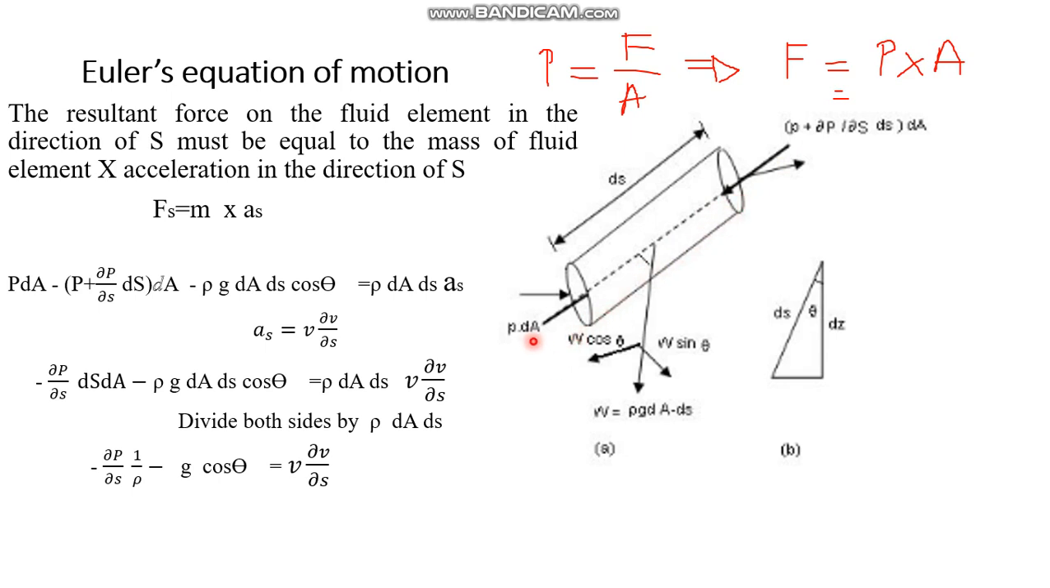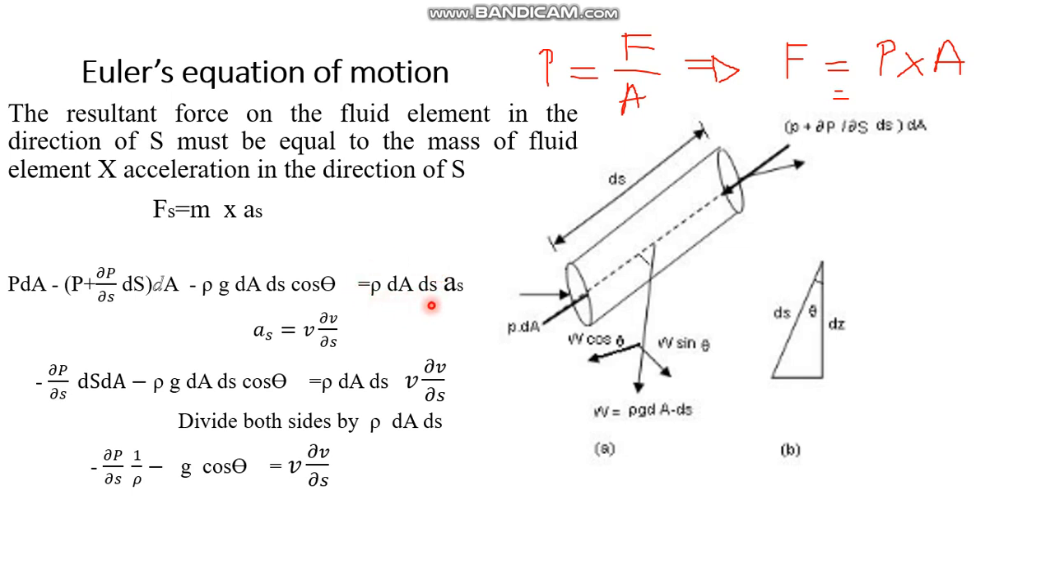Then what I will do is, whatever forces are acting along the flow, I will take as plus, and whatever forces are acting opposite to that, I am going to take as minus. Then it becomes P dA minus the sum of the forces acting on this fluid element: P dA, then minus, because it is acting opposite to the flow, (P plus dou P by dou s into ds) into dA, minus, this is also acting opposite to the flow, rho g dA ds cos theta, is equal to rho dA ds.